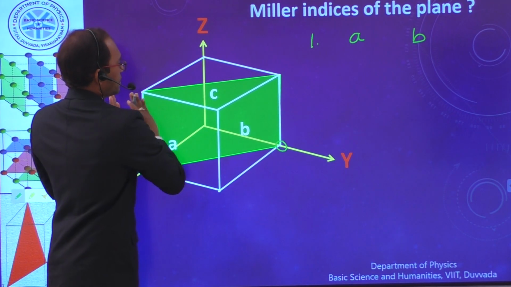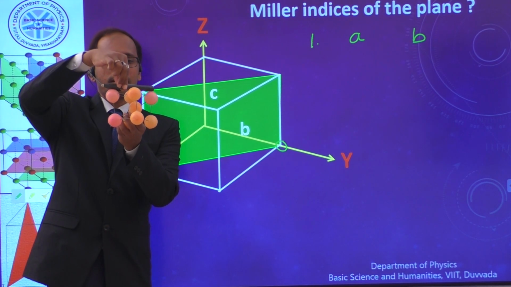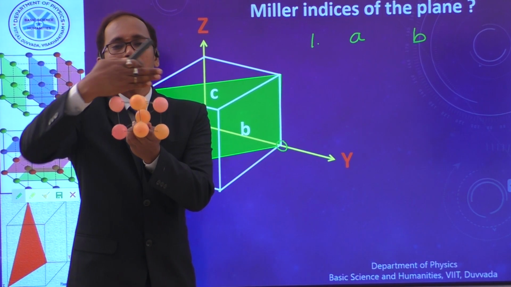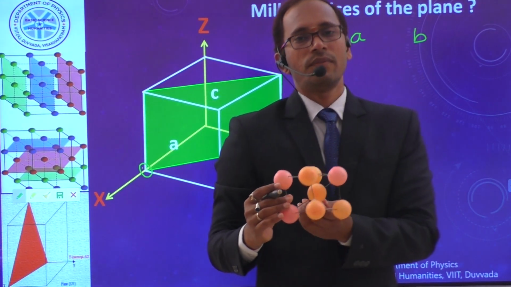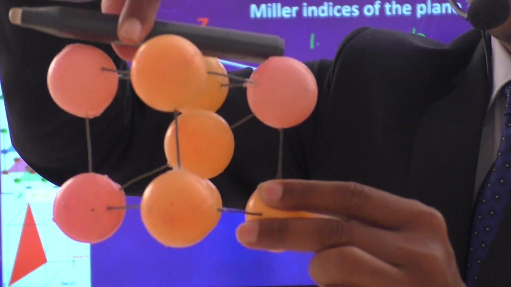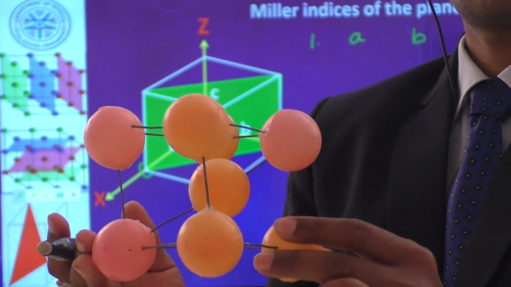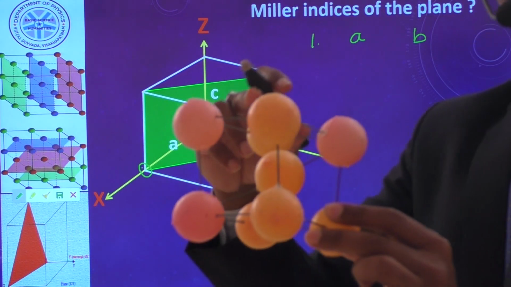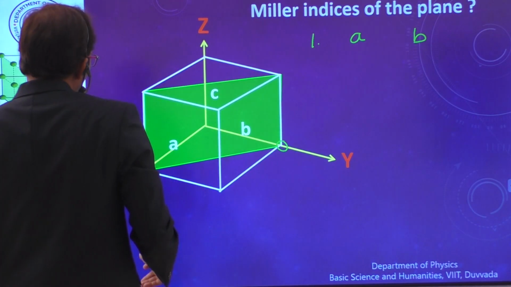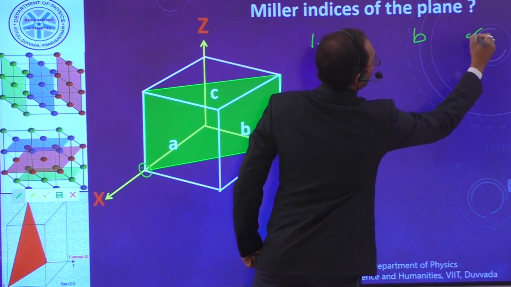This is the z-axis, it is like this. That means this plane is like this. So this type of plane nowhere touches the z-axis. If you carefully look at this plane, it doesn't touch the z-axis. That means the z-intercept is infinity.